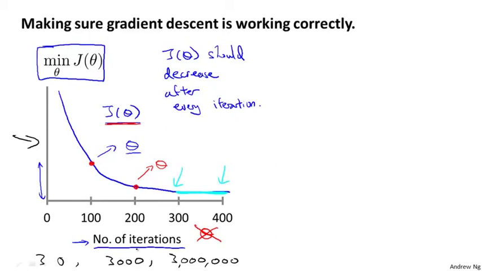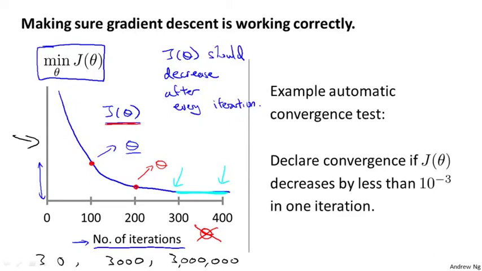It's also possible to come up with automatic convergence tests, namely to have an algorithm try to tell you if gradient descent has converged. Here's a pretty typical example of an automatic convergence test. Such a test may declare convergence if your cost function J of theta decreases by less than some small value epsilon, say 10 to the minus 3, in one iteration. But I find that choosing this threshold is pretty difficult, so to check if gradient descent has converged, I tend to look at plots like this figure on the left, rather than rely on an automatic convergence test.